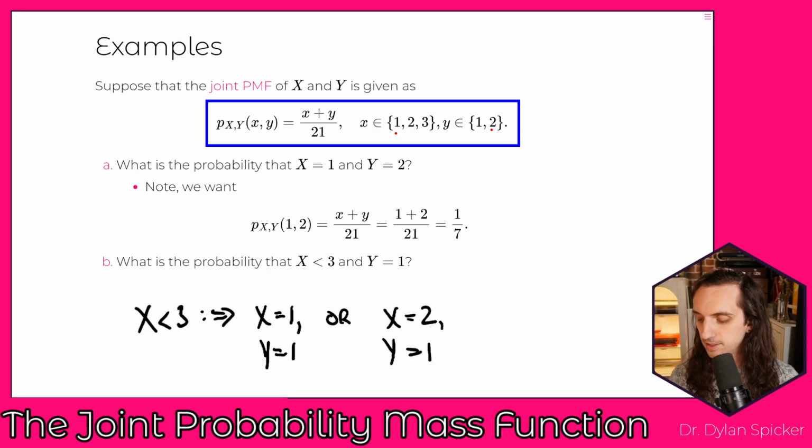Right, so if we want the probability of this, then we can take the individual events and we can sum up their individual probabilities.